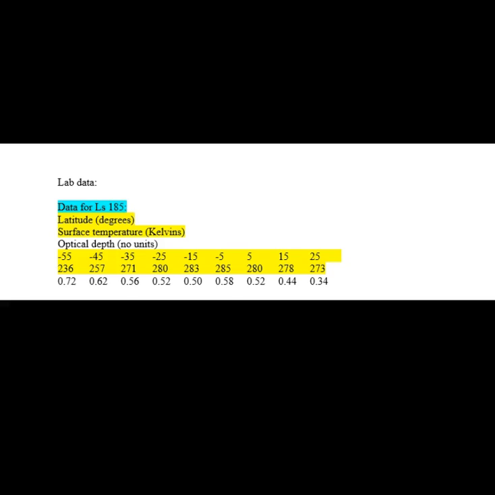The demonstration will be conducted for the data for LS-185, for latitude versus average surface temperature. The first row of numbers corresponds to the first row of variables, in this case, latitude. The second row of numbers corresponds to the second row of variables, in this case, surface temperature.